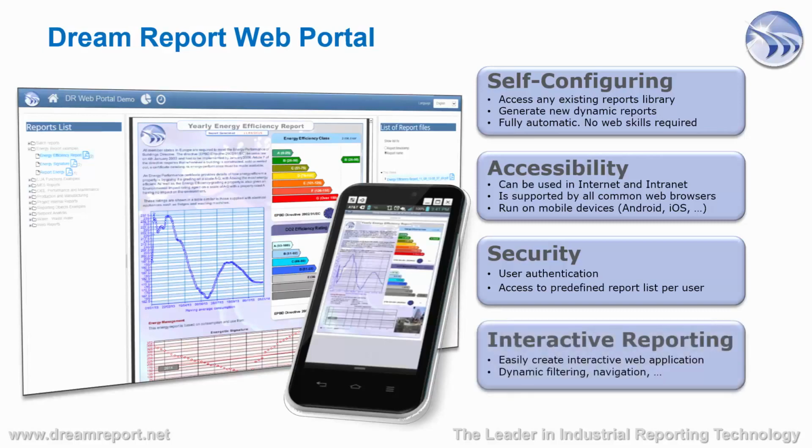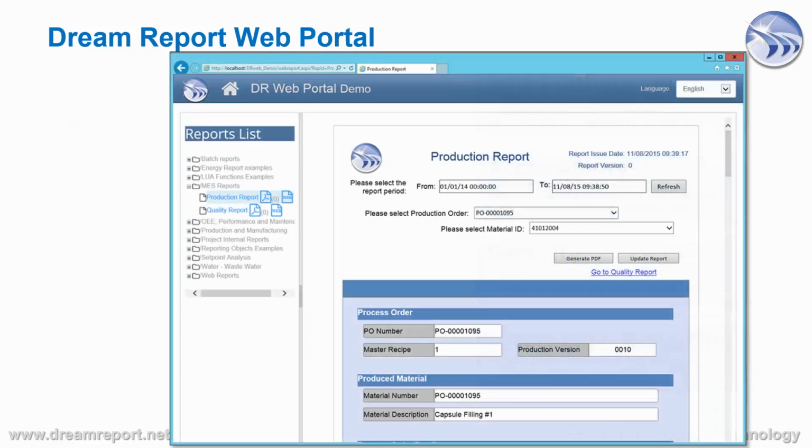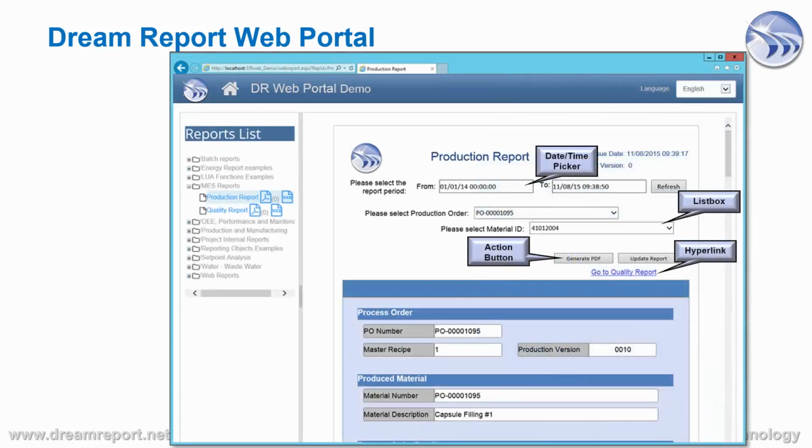You also have the ability to create interactive web reports in which you can place web elements on a report, such as date and time pickers, list boxes, action buttons, hyperlinks, to create a much more interactive experience where a user can filter a report based on any predefined criteria and even create drill-through reports by passing parameters from one report to another.